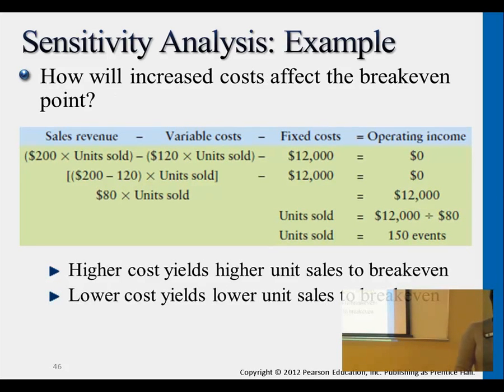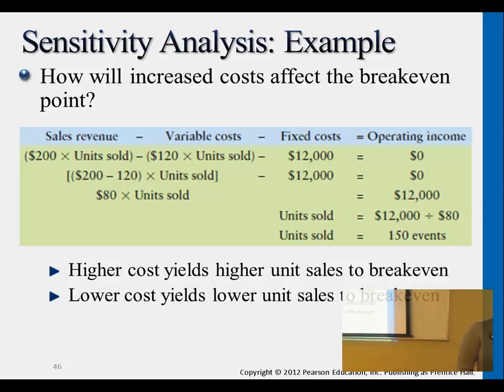So now we're increasing our cost. How will increased cost affect the break-even point? Again, we are calculating the same thing. The only thing, look what happens. Our sales price is $200, variable cost is 120, so we have $80 times units sold, and again 12,000 to the right. So now we have 150 events.